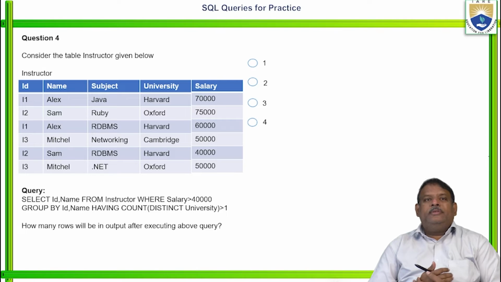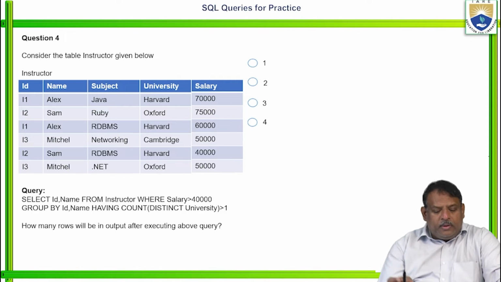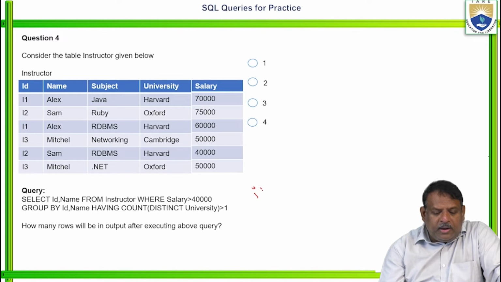Okay, this is the third question. Now one more example. An instructor table is given. So instructor ID is there, name is there, subject, university and salary. Now here, group by ID and name. Out of the given data, first we have to group by ID and name. So we have I1 Alex. This is one data. So two records are here.